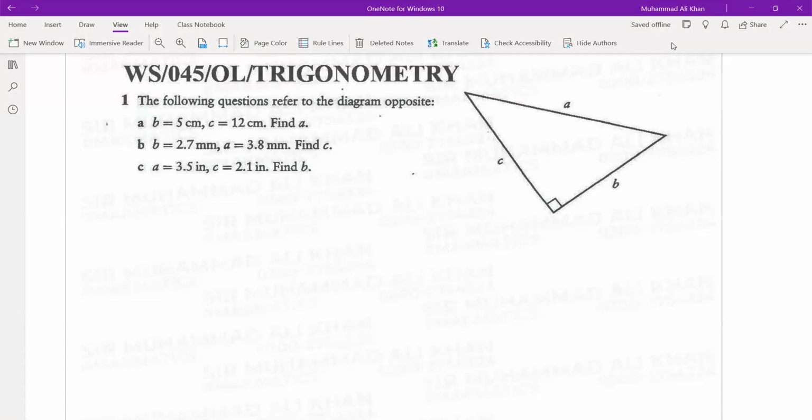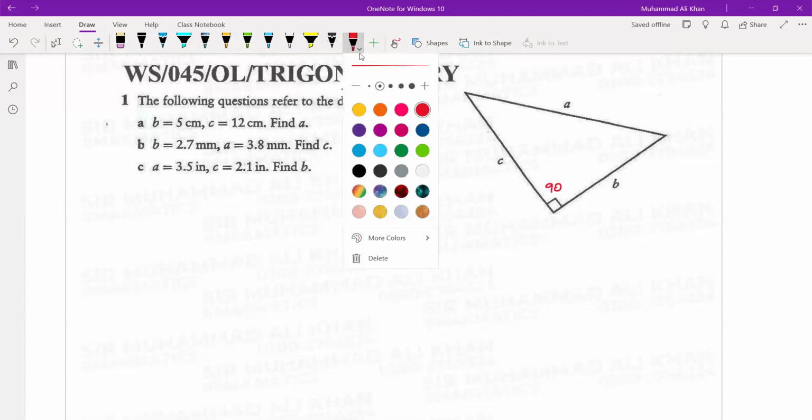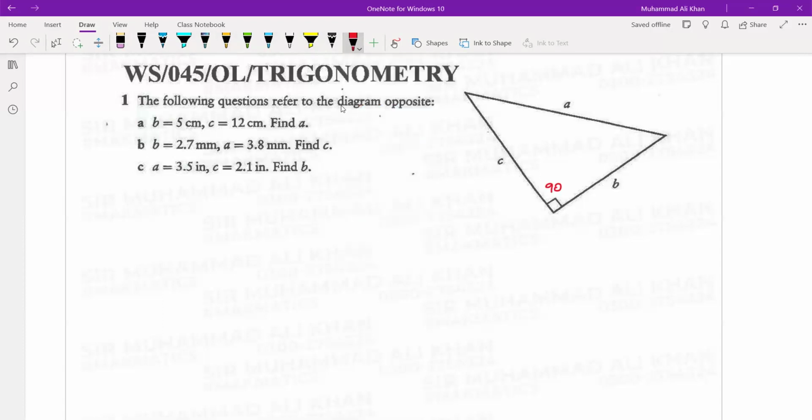Here, in question number 1, a triangle is given and it is a right angled triangle because here is a 90-degree angle, right? Now, we have to calculate the unknown side. The sides A, B, C are here.